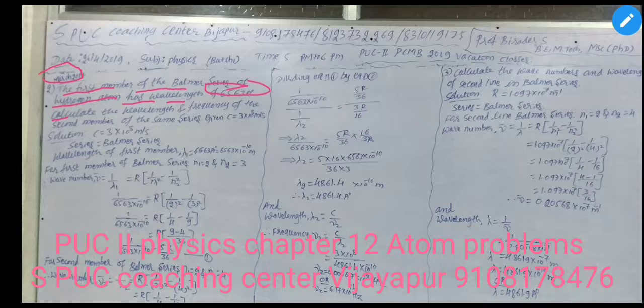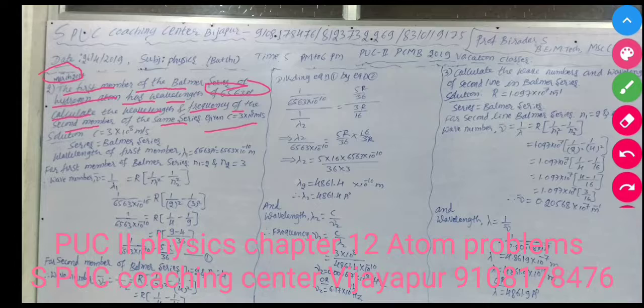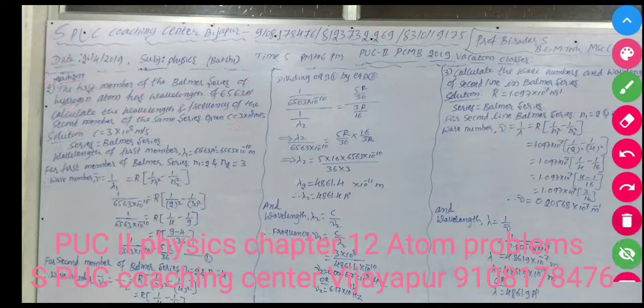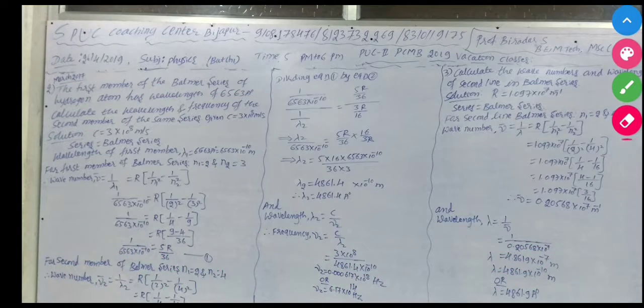Then he has asked to calculate the wavelength and frequency of the second member of the same series. Given here, C is equal to 3 into 10 raised to 8 meter per second. For this problem we need to find out what he has asked, the wavelength as well as the frequency concerned to the second member.